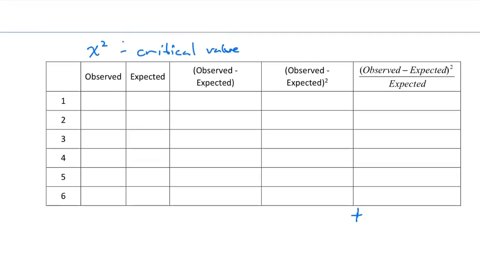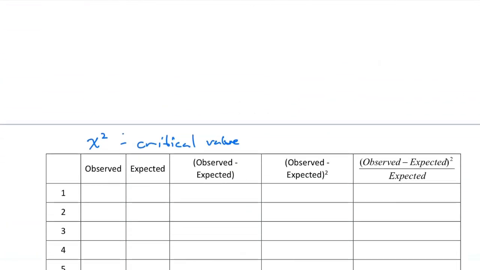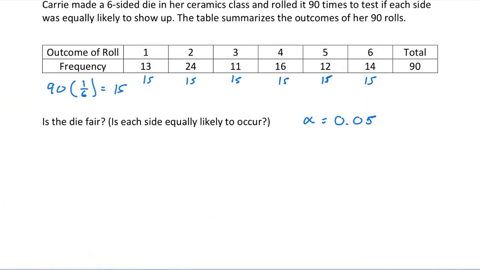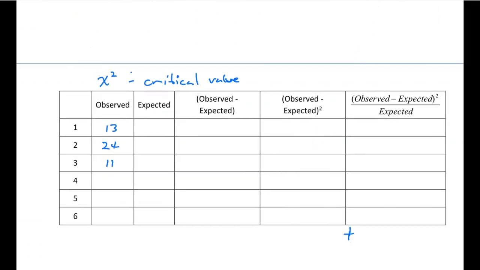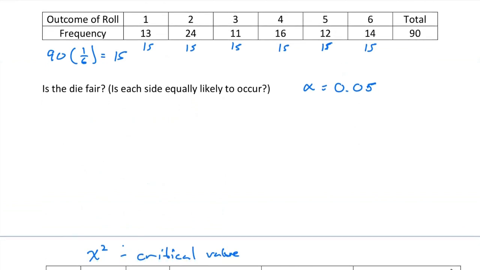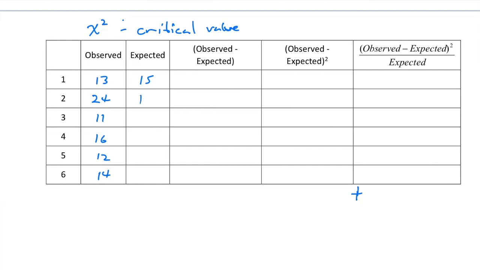So we have the observed values from our table previously, the 13, 24, 11, 16, and so on. So I'm going to write those in: 13, 24, 11, 16, and 12 and 14, I believe, were the last two. Let's double check that. Yeah, 12 and 14. Okay, so those are the observed. The expected, again, that was 15 all the way down. We would expect equally likely outcomes. Out of 90 rolls, each one would show up 15 times.